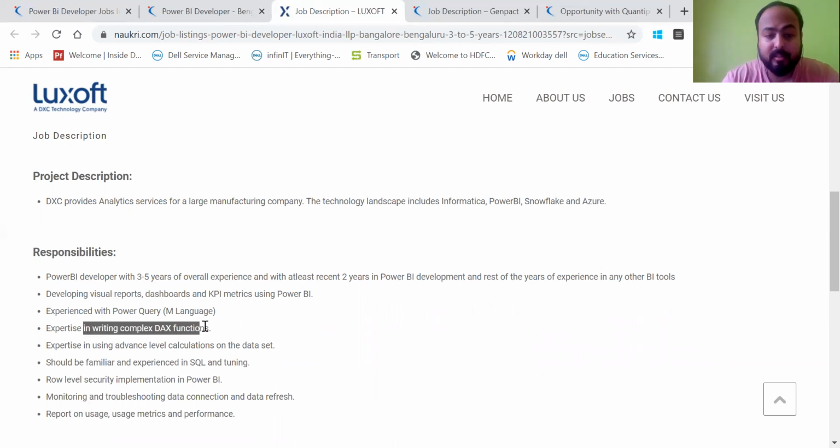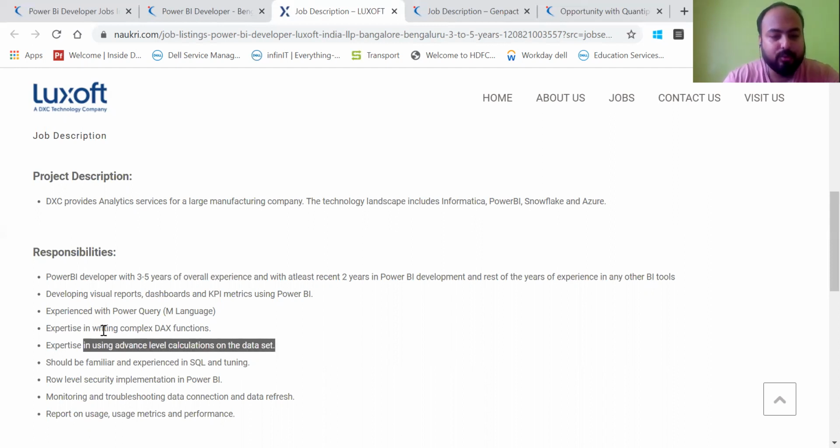Expertise in writing complex DAX. This is an important thing. Then expertise in advanced level calculation. This is basically connected to the DAX, so you don't read it separately. Then you should be familiar and experienced with SQL tuning.